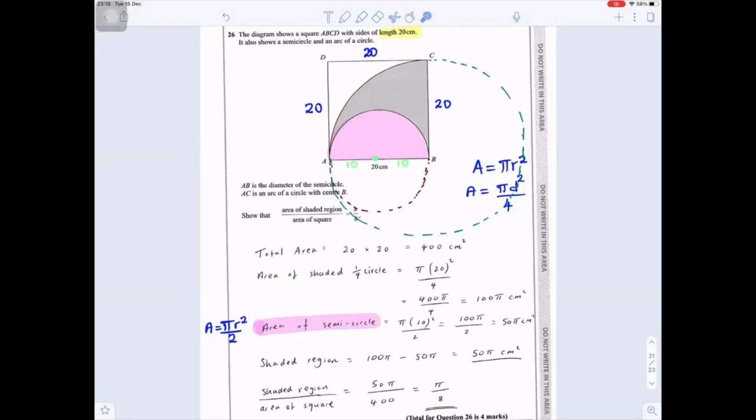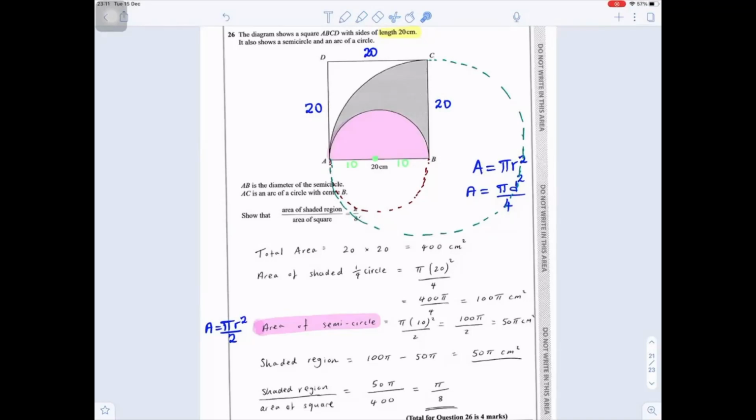AB is the diameter of the circle. AC is an arc of a circle with center B. Show that the area of the shaded region divided by the area of the square is pi over 8. So we want to find the total area, that means the area of the square. Area of a square is length times width, 20 times 20, which gives you 400 centimeters squared. That's the area of the whole square.